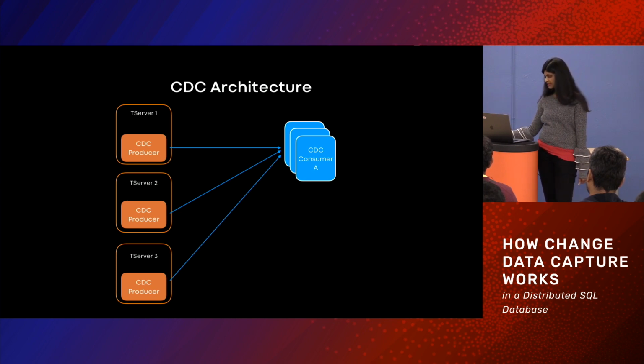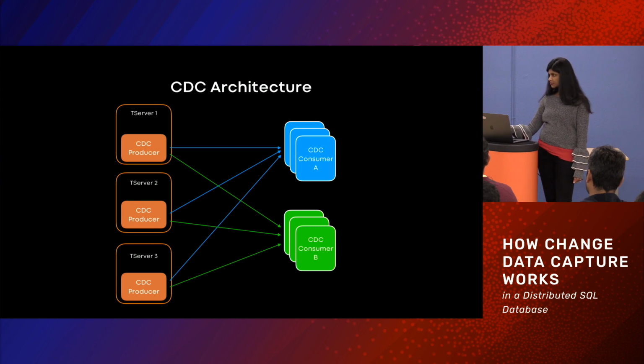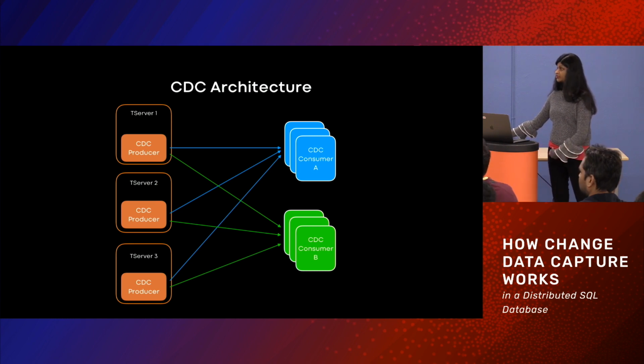So you might have a consumer A, which is, let's say, consuming the events for a notification service. You might have another consumer which is consuming the events, let's say, to update some search index. They're all now streaming data from the CDC producer.